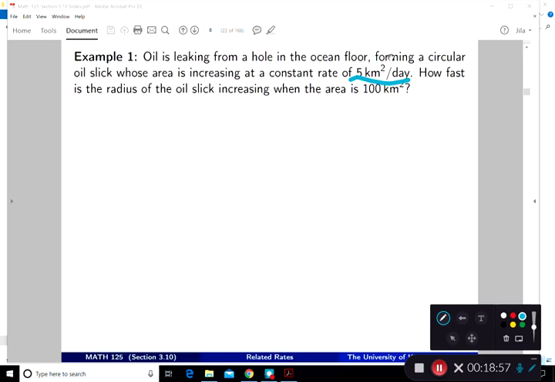Okay, so something to mention. This is an actual problem that would happen. So let's say that they know that they have an oil leak, and they know how much oil is being lost, so they can figure out how fast the area is increasing, and they just want to know when the oil slick is going to get to their shores, because that can be determined by the radius. So that's what they want to do, and take some preventative measures basically.